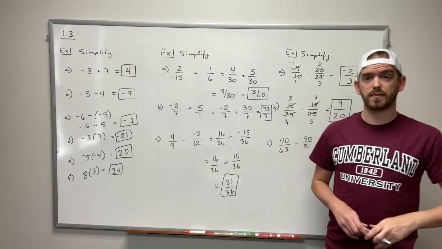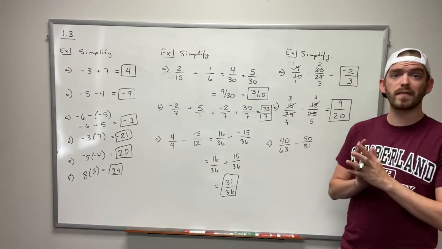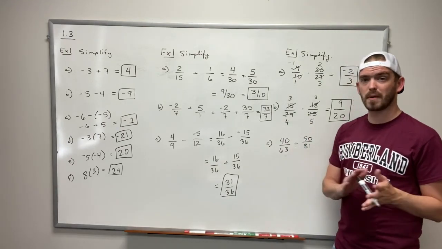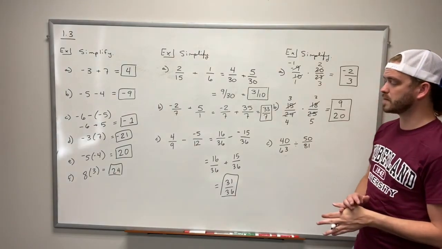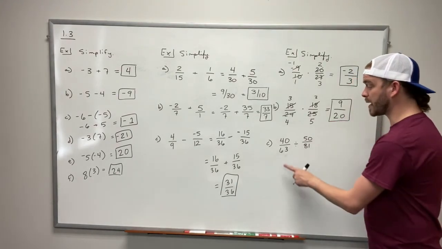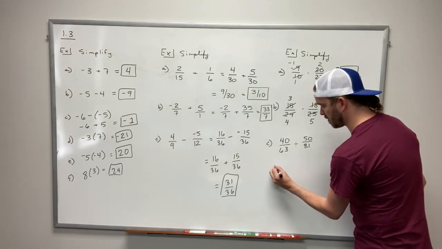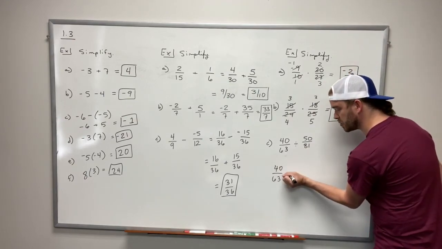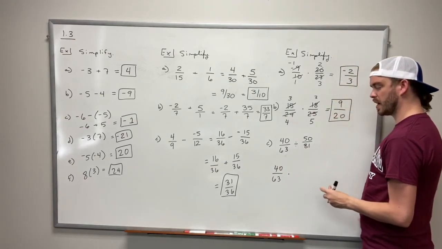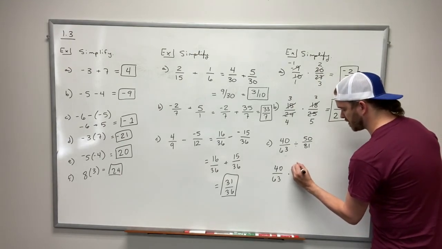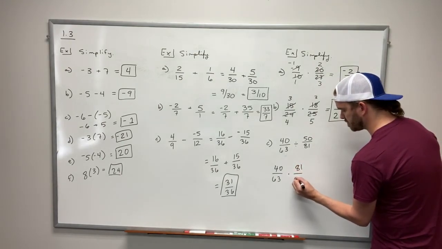Finally, we're going to talk about division. The first step before you even do any cross-canceling is that you have to multiply by the reciprocal. Now, a lot of times, what I call that is keep, change, flip. So we're going to keep the first one the same. We're going to have 40 over 63. We're going to change our sign to multiplication, and then we're going to flip our second fraction, and that's going to give us 81 over 50.